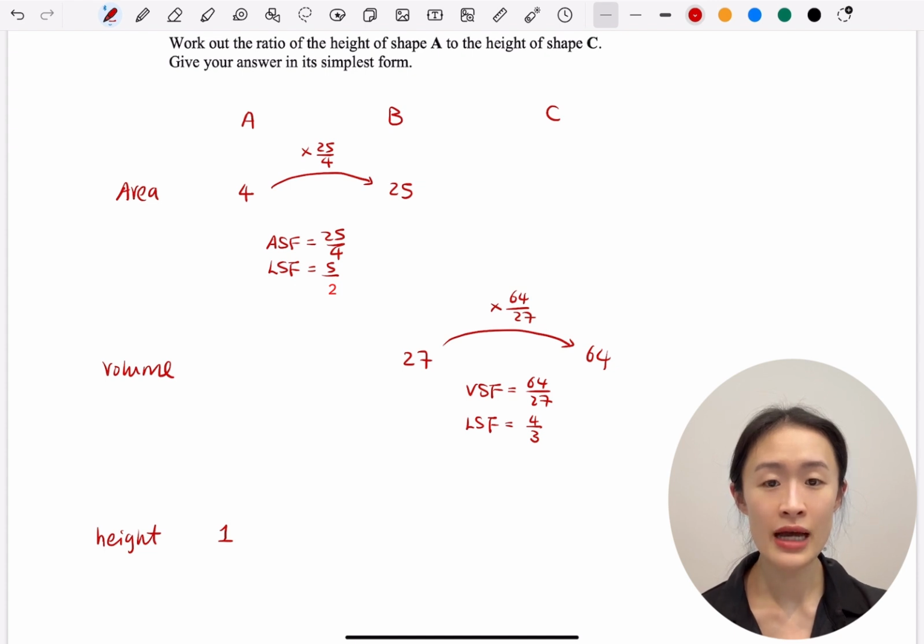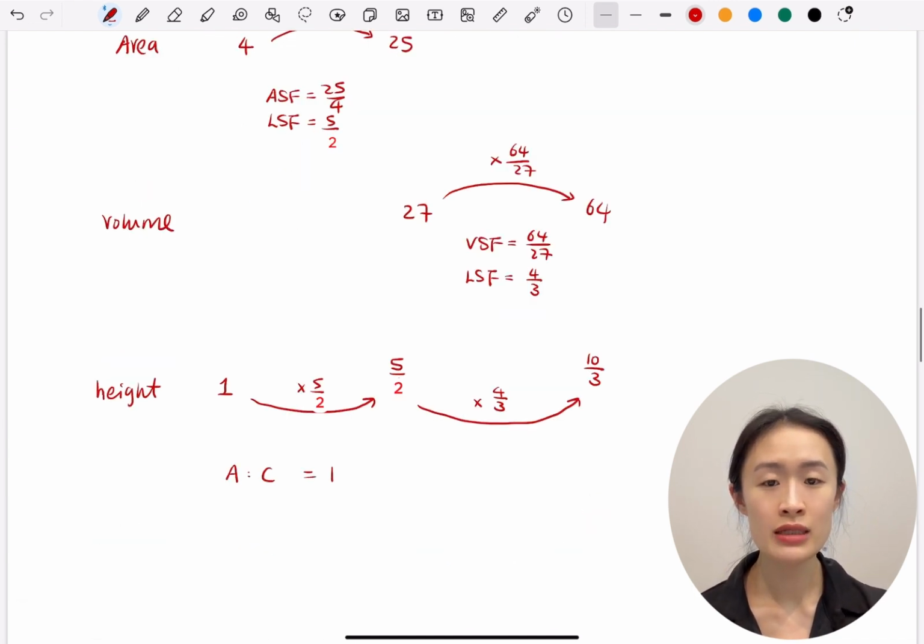If I let the height of A be 1, because from A to B we know the length scale factor is 5 over 2, therefore the height of B is going to be 5 over 2. And because we know the length scale factor from B to C, which is 4 over 3, we can work out the height of C, which is 10 over 3. So now we know from A to C, we need to do 1 times by 10 over 3. By multiplying both numbers by 3, we will get 3 to 10, and that is our final answer.